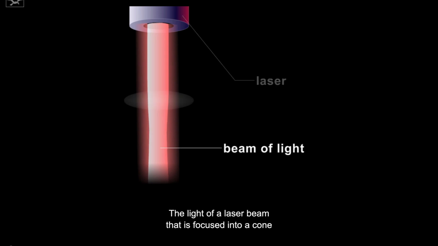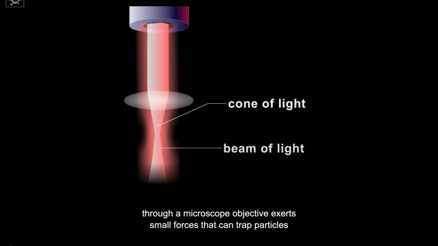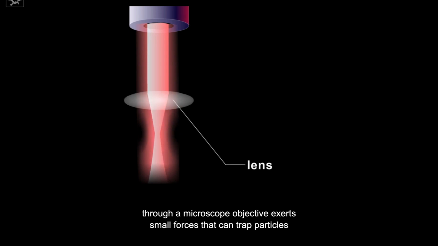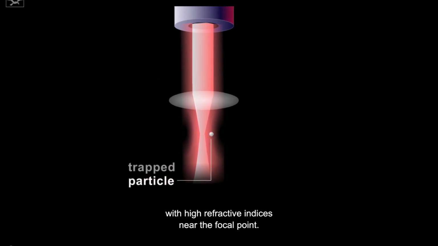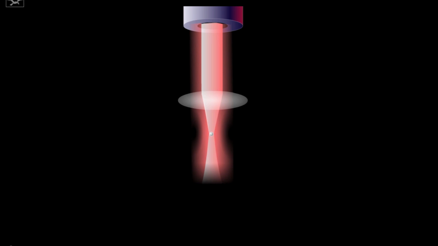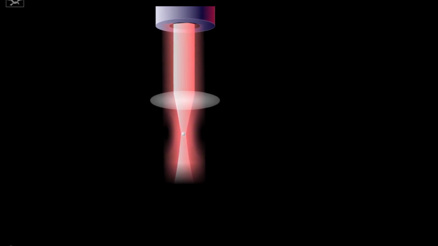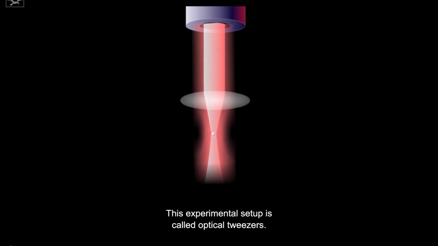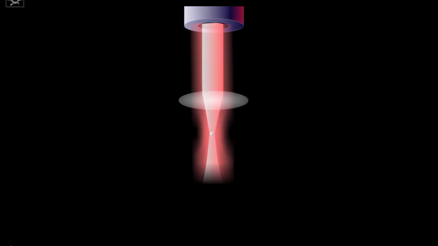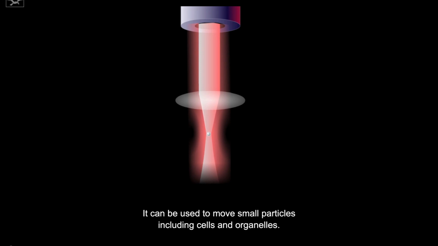The light of a laser beam that is focused into a cone through a microscope objective exerts small forces that can trap particles with high refractive indices near the focal point. This experimental setup is called optical tweezers. It can be used to move small particles, including cells and organelles.